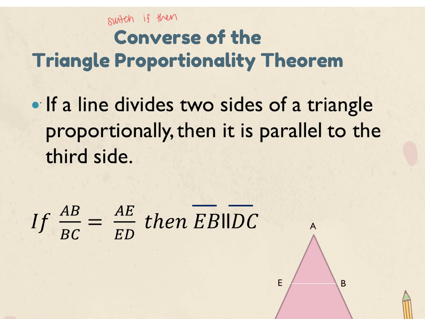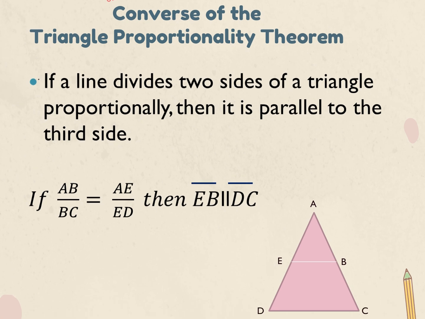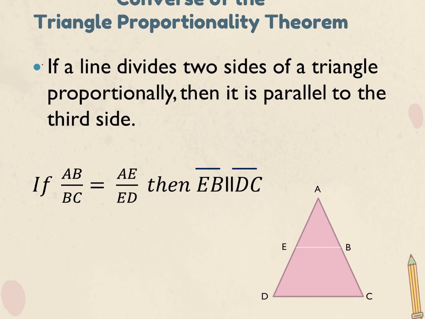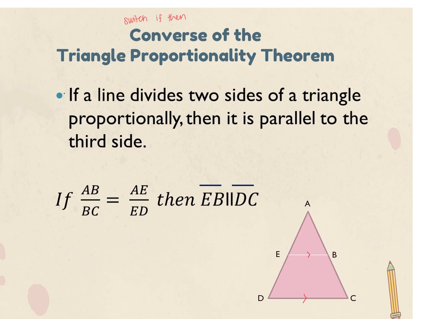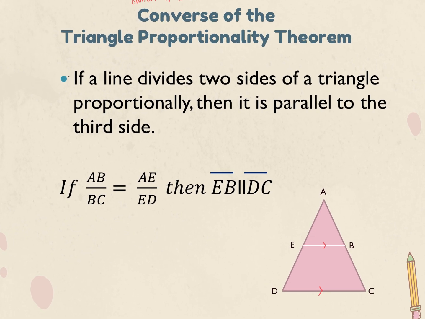So if a line divides two sides of a triangle proportionally, then it is parallel to the third side. So like before, if they're giving you two sides that are proportional, so again, if AB over BC is proportional to AE over ED, or again, we could switch this, putting the tops together and the bottoms together, then EB is parallel to DC, okay? It's just giving you the opposite, the switched rule.